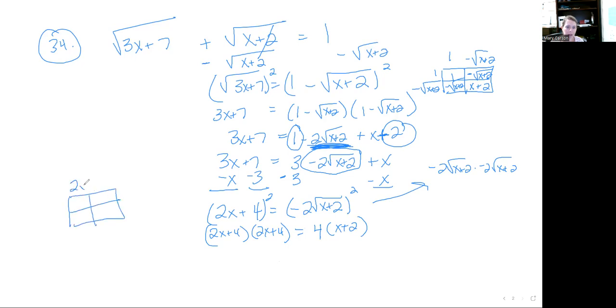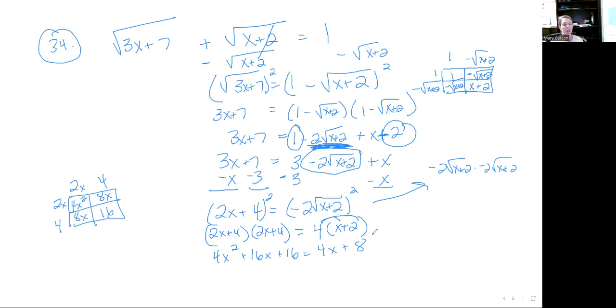Go back over that. 2x positive 4, 2x positive 4. 2x times 2x gives you a 4x squared. 2x times 4 gives you 8x. 4 times 2x, 8x. 4 times 4 is 16. 4x squared, 8x and 8x make a 16x. And then the last part over here, we distribute, and that becomes 4 times x is 4x. 4 times 2 is 8.